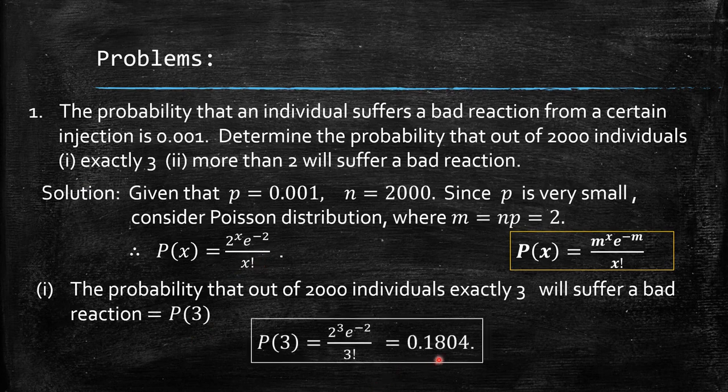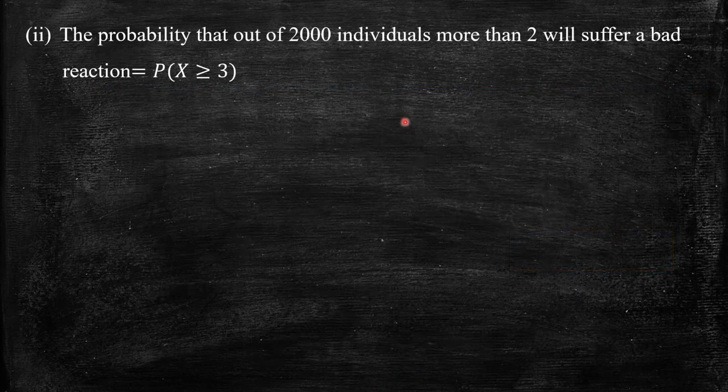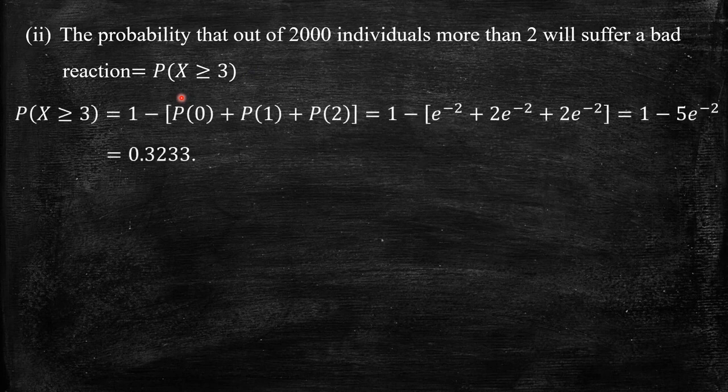So that is 0.1804. Now we move on to the next, that is more than 2 will suffer a bad reaction. So that means probability of x greater than or equal to 3. If I take a direct way, that is 3 up to 2000, all those probabilities we have to add. Instead of that, we can take the complement of that, that is 1 minus P of x less than 3. Since it is discrete, we have only 3 values, that is 1 minus probability of 0 plus probability of 1 plus probability of 2.